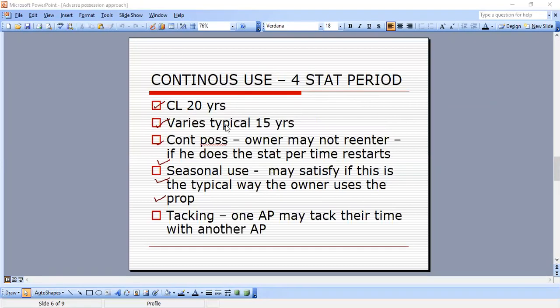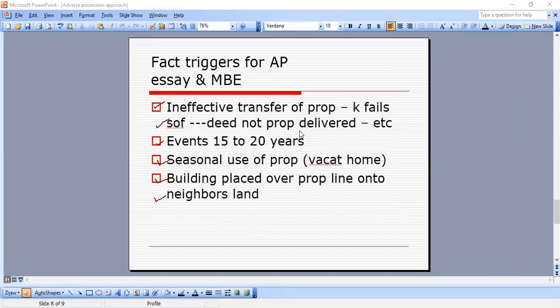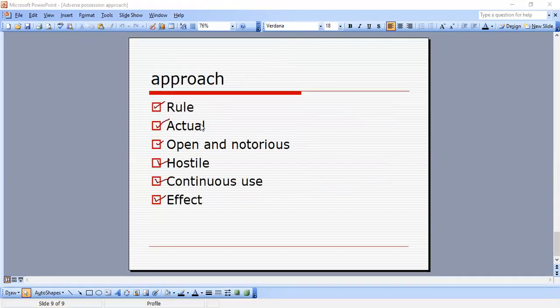Continuous use for statutory period. Usually they'll give you the years on there. If they don't, then it's 20 years. Typical is 15 years. Remember, seasonal use, tacking. Must be continued possession. So if he leaves and comes back, it's going to start at the time he comes back, okay? Effect of the AP, no marketable title, we just went through that. And then these are the fact triggers. So if you get any of these fact triggers, you automatically think AP for SA and MBE. So our approach: rule, actual, open and notorious, hostile, continuous use, and effect.